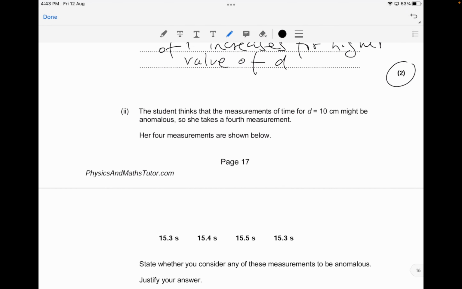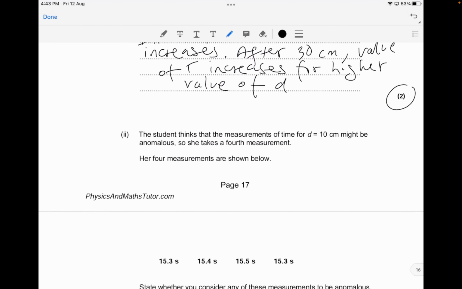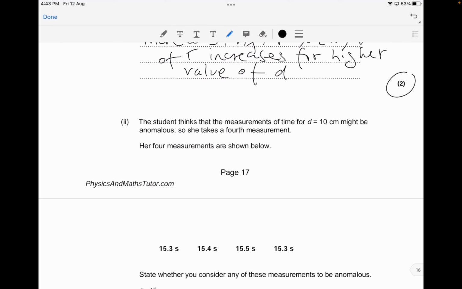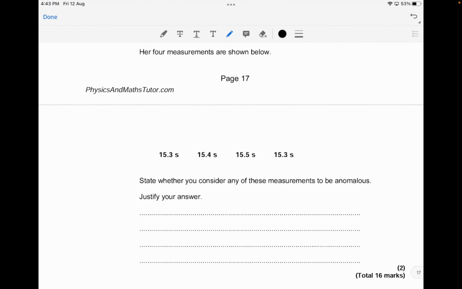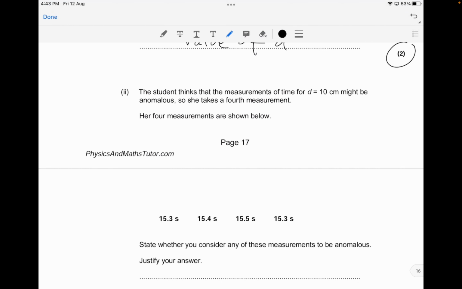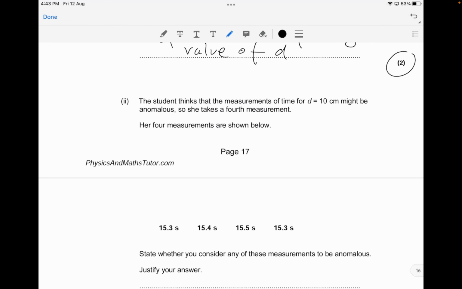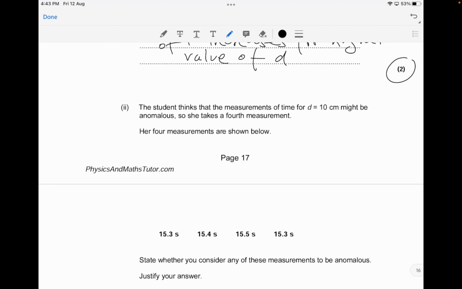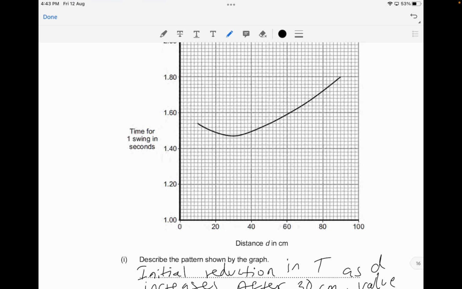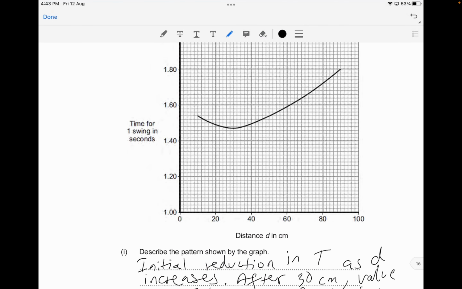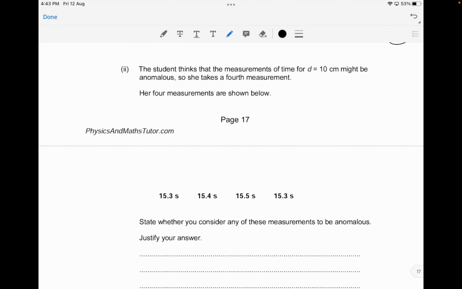Now the student thinks that the measurement of time for d equal to 10 centimeters may be anomalous, so she takes a fourth measurement. Here are her 4 measurements. You have to state whether you consider any of these measurements to be anomalous. Justify your answer. They seem to be okay. Looking at the distance part, her distance for measurements of time is roughly about 10 centimeters. That should be alright. You guys check the others.